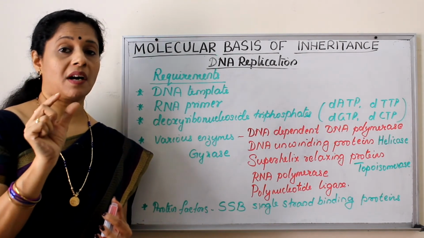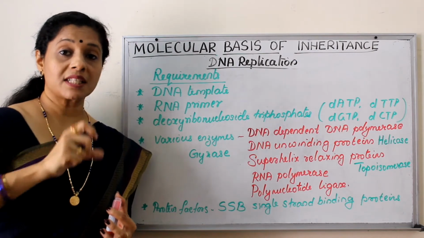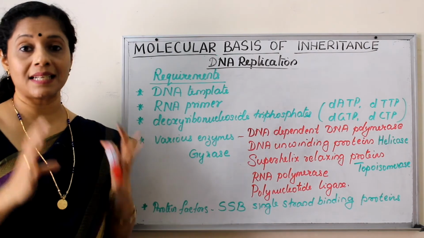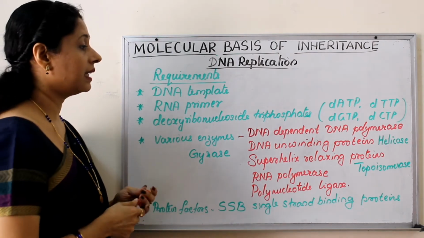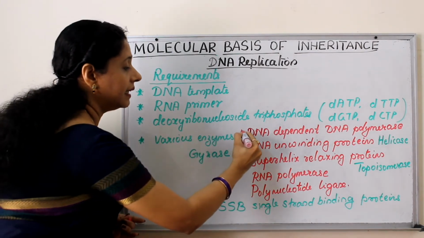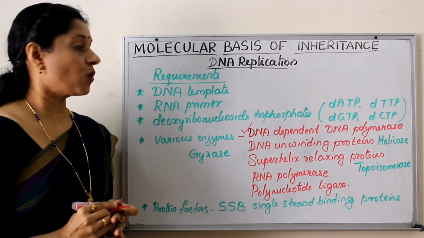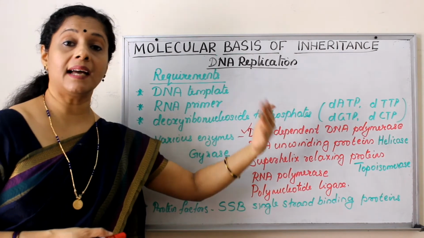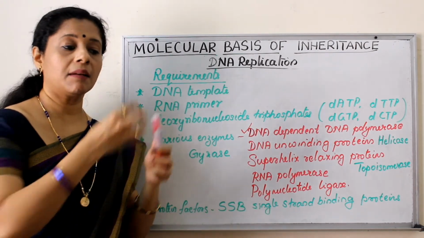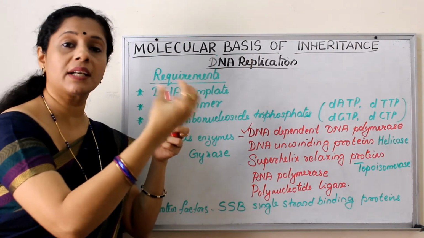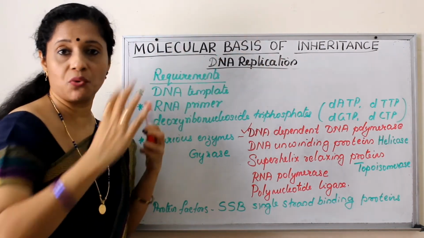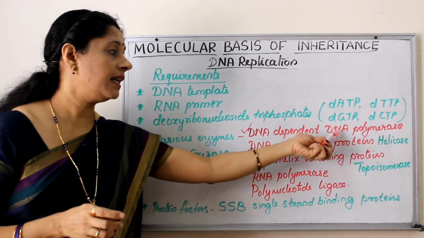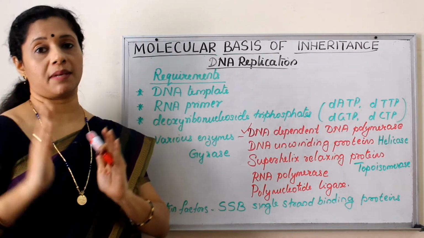A small stretch of RNA is needed for starting the process, because the whole process is catalyzed by an enzyme called DNA dependent DNA polymerase. So DNA polymerase means what? The enzyme that can polymerize a particular reaction. Here polymerization is taking place. Nucleotides are added to make a new polynucleotide. So it is polymerization reaction. What is being polymerized? DNA. So it is called a DNA polymerase.